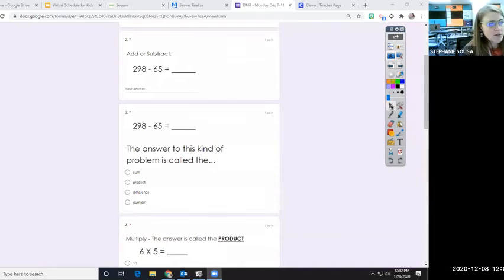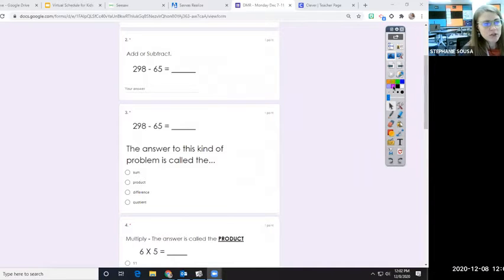All right. We are getting ready to work on reviewing our DMR. You had a brand new DMR yesterday. We're going to take a look at a few of them that we missed, and that'll be that. All right, starting off with adding or subtracting.